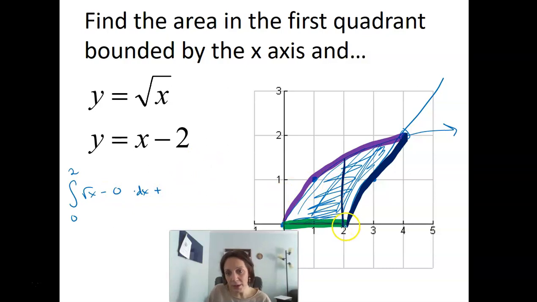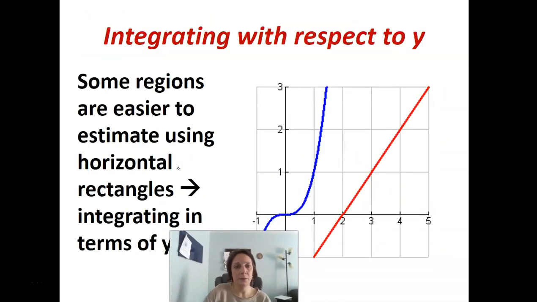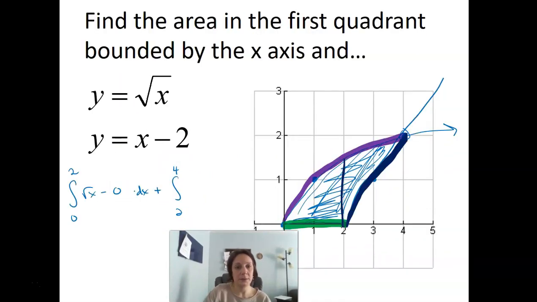And then my second one is going to go from 2 to 4. And that's going to be my upper boundary, which is root x, minus my lower boundary, which is x minus 2. Now, be really careful when you're writing these integrals. Notice I wrote the x minus 2 in parentheses. That's because this negative, you are subtracting the whole thing. That negative has to get distributed.